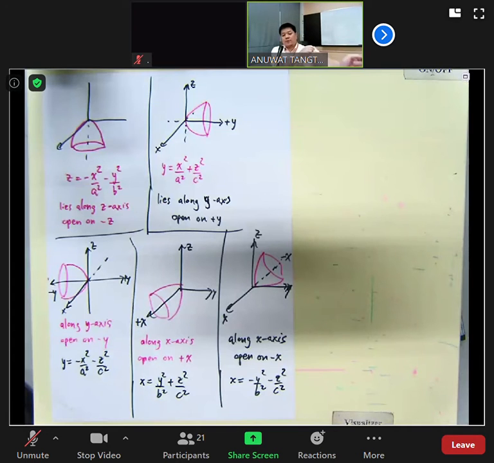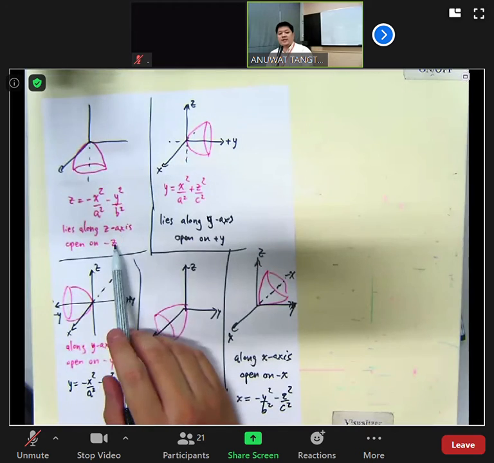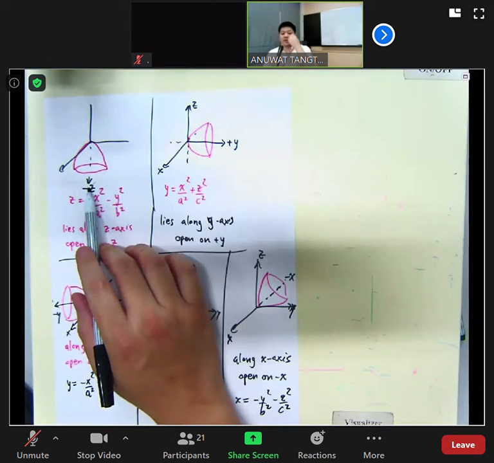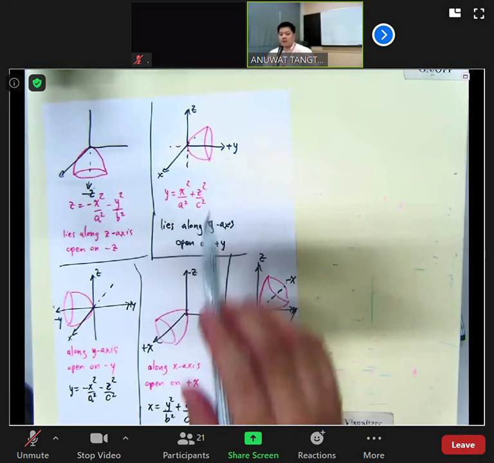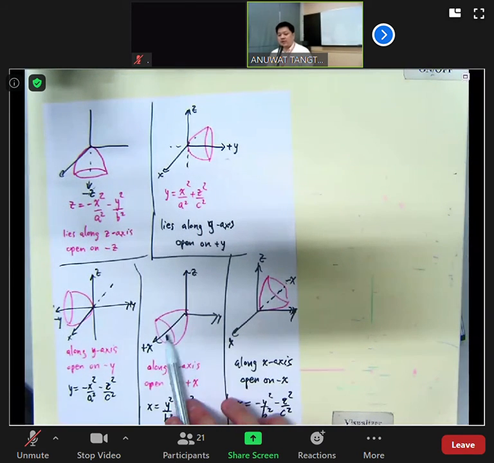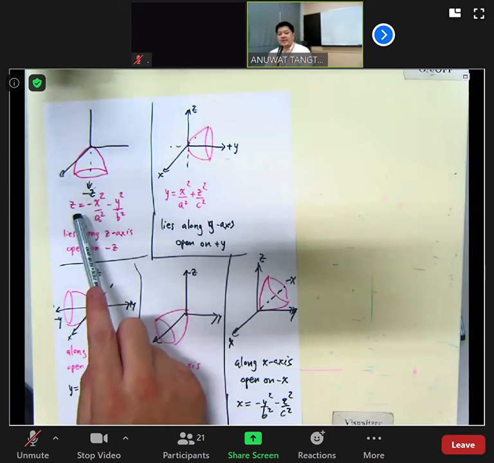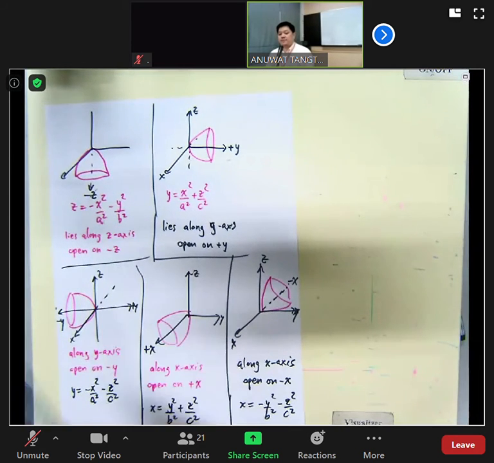Okay, so I hope you understand what is meant by open on negative z. Open on negative z means this part is negative z. Open on positive y, open on negative y, open on positive x, open on negative x. And the equation can be done this way: if it opens on the negative side, then the sign would be negative.